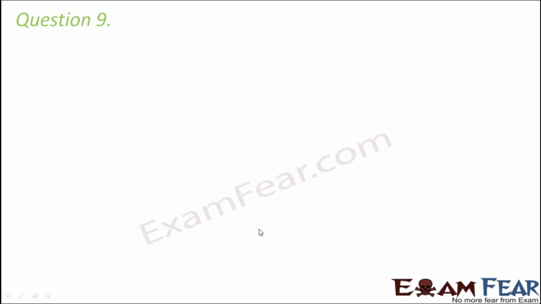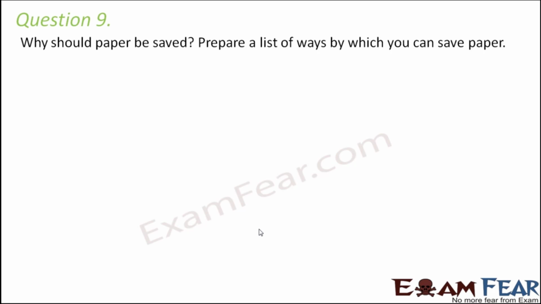Question number 9. Why should paper be saved? Prepare a list of ways by which you can save paper. Now let us see, how do we get paper? How is paper manufactured? The raw material which is used for manufacturing paper in factories is nothing but wood pulp.